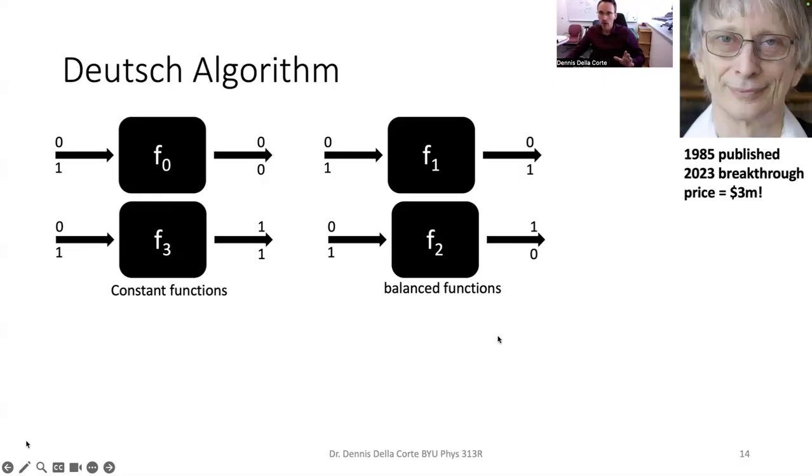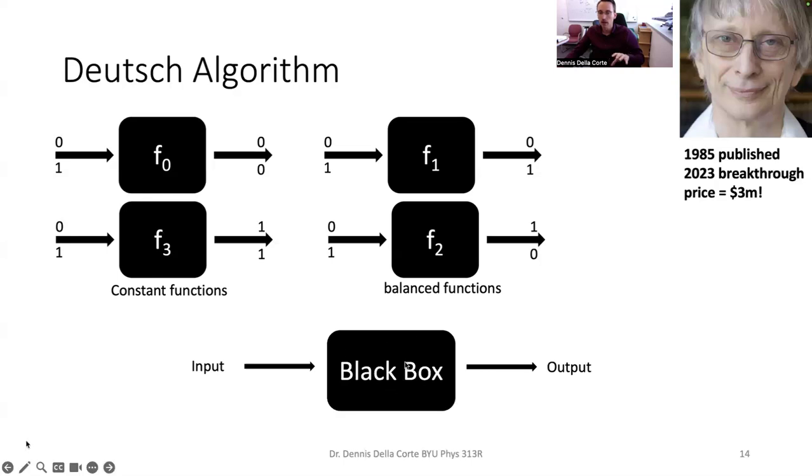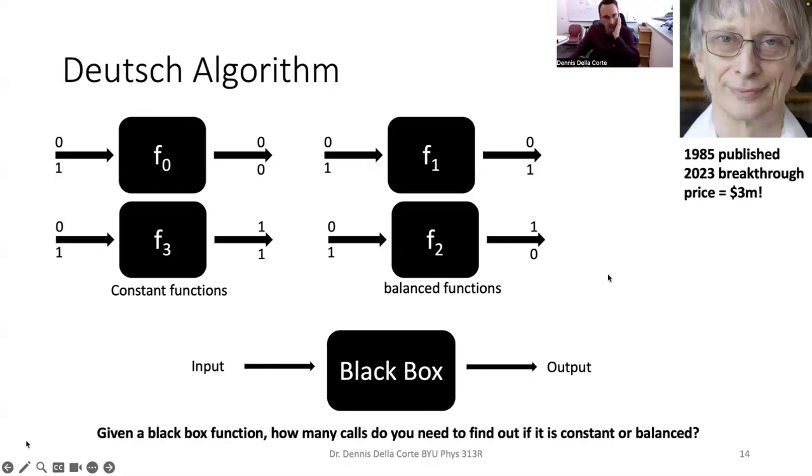And now the Deutsch algorithm is the answer to the question of how many calls it takes before I can figure out if a black box function is either constant or balanced. Okay, we don't care if it's F0 or F2. We just care, does it belong to the group of constant functions or to the group of balanced functions? So how often do we need to query this box to find it out?